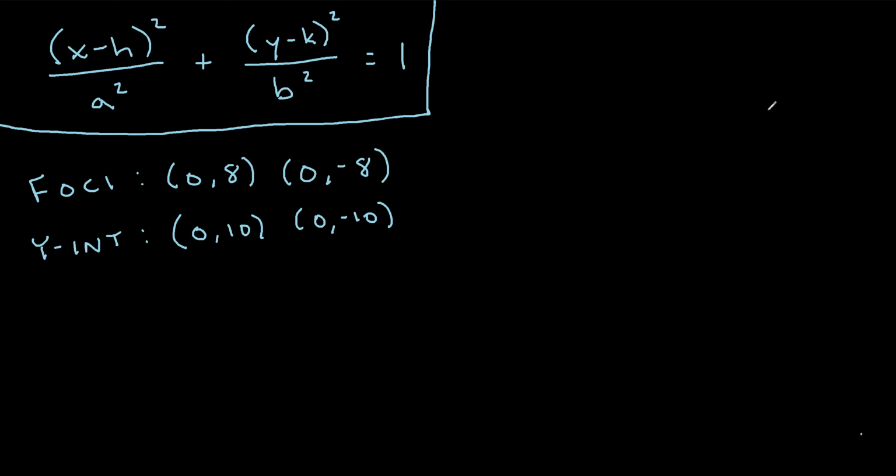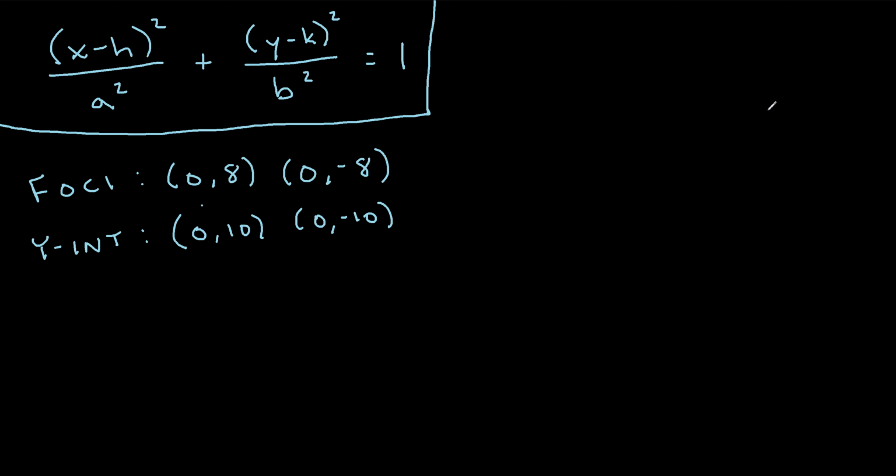In this video, we'll talk about how to find the equation of an ellipse given the foci and the y-intercepts. So the equation of an ellipse has the following form: (x minus h) squared over a squared plus (y minus k) squared over b squared is equal to 1. And this a squared and b squared can be interchangeable depending on which denominator is larger. So the a squared is always going to be the larger denominator. So let's check out an example.